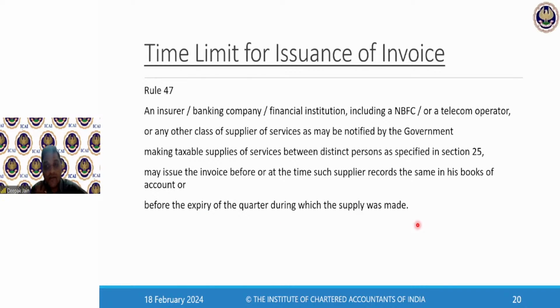So the time limit for issue of invoice has an exception, wherein from one banking company to another banking company, within the branch offices, they can make an invoice on a quarterly basis. The time of supply normally is within 30 days, but for a banking company, NBFC, or telecom operator, internally, if there is any transaction, they can raise an invoice before the expiry of the quarter during which the supply was made.